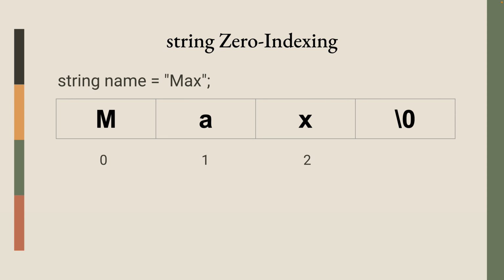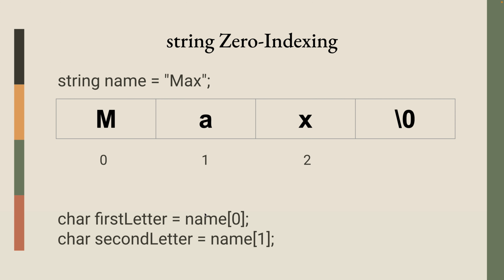So if we want to get the letter A, we would take the variable name. So we created this variable name, and then we use square brackets. To get the first letter, the capital M, we would say name, square brackets, and you put the index. So we would put 0. If we wanted to get the letter A, we would put again the variable name, square brackets, and then the number 1. And if we wanted to get the letter X, what would we do? Yep. So we would do name, square brackets, 2.